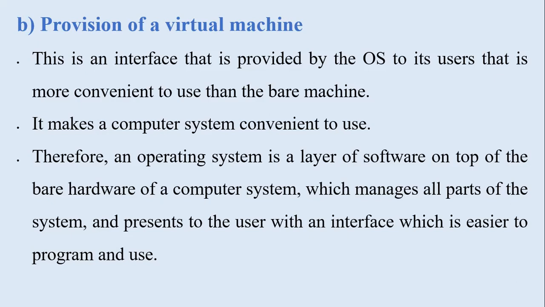And therefore, a virtual machine is an interface that is provided by the operating system to its users that is more convenient to use than the bare machine. It makes a computer system convenient and, of course, easy for the users to use. Therefore, the operating system is a layer of software on top of the bare hardware of a computer system, which manages all the parts of the system and presents the user with an interface which is very easy to program and to use.